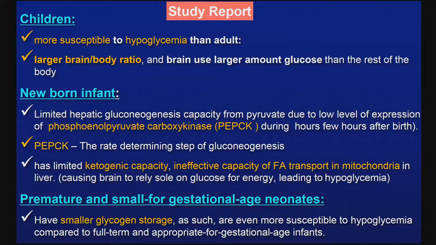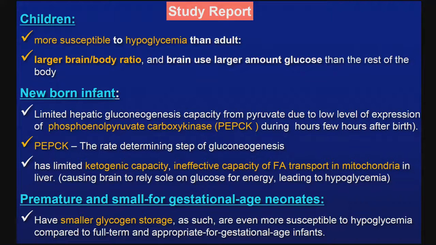But newborns are even more susceptible because they have a limited gluconeogenic pathway capacity due to low expression of PEPCK, the rate-determining step. They also have a low ketogenic capacity. They can't synthesize much ketone body to help with energy needs. If you don't have ketone bodies, your body relies mainly on glucose, so the glucose level can go down very quickly.